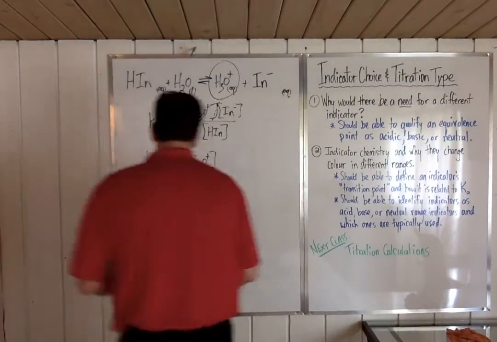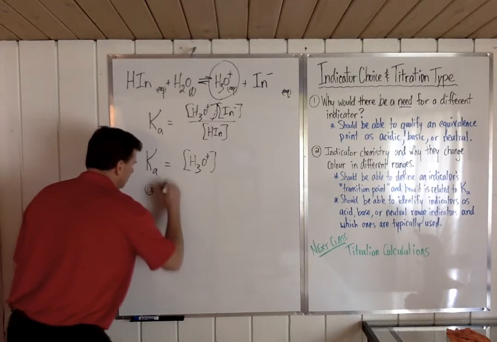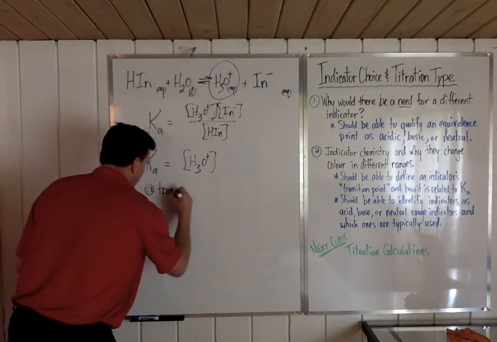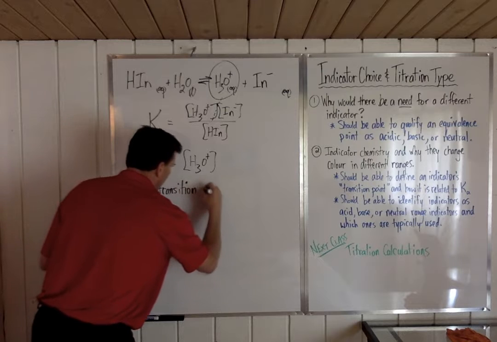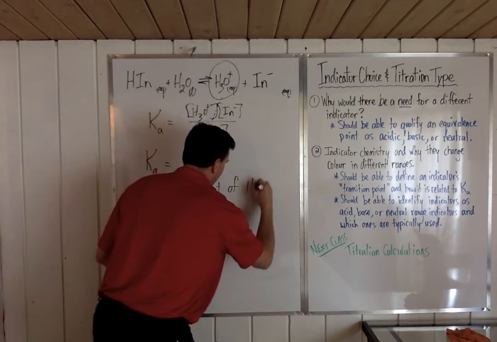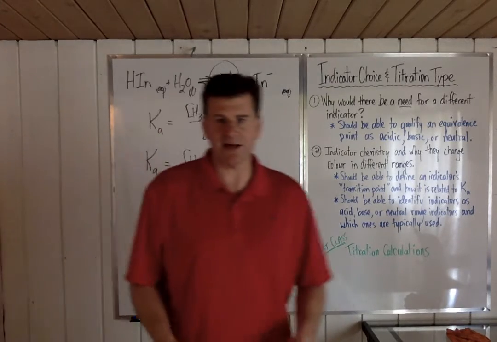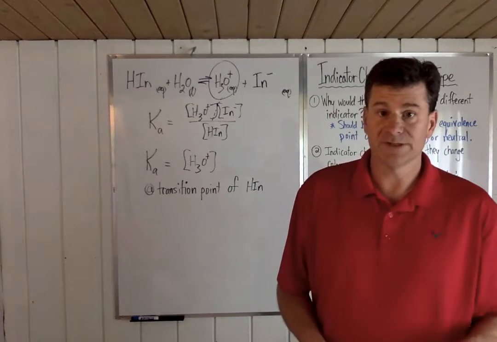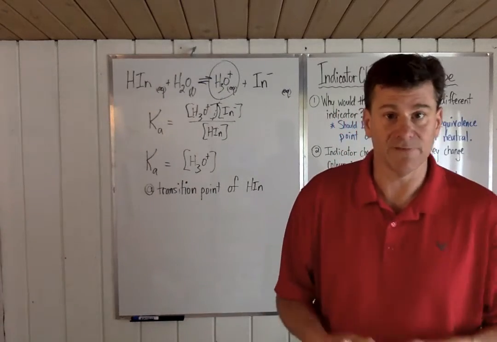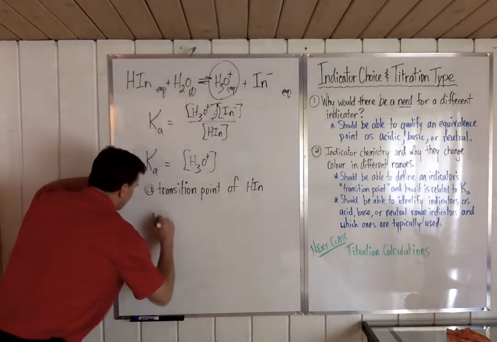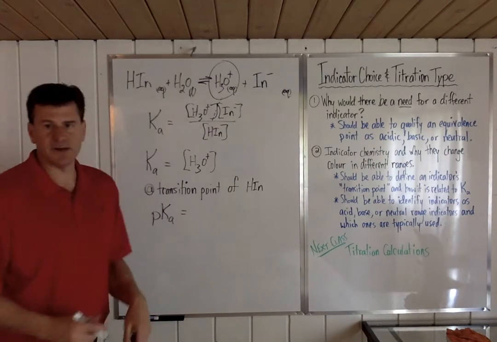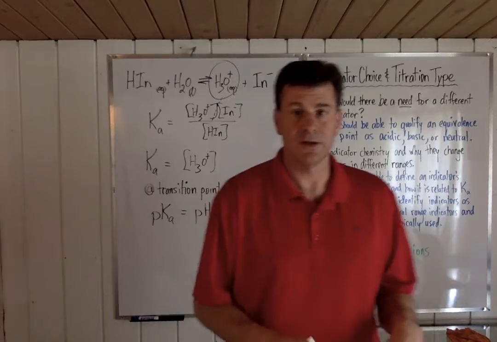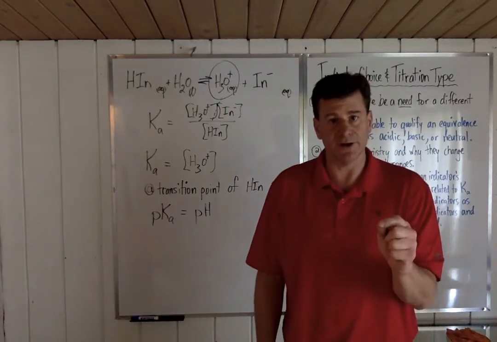Okay, so when this occurs, you are at the, whoa, how do you spell transition? You are at the exact transition point of the indicator. If I negative log both sides, because we know what negative log means, if I negative log this side, I get something which is the negative log of the Ka. Negative log of that is the pH. The pH at the transition point for an indicator.